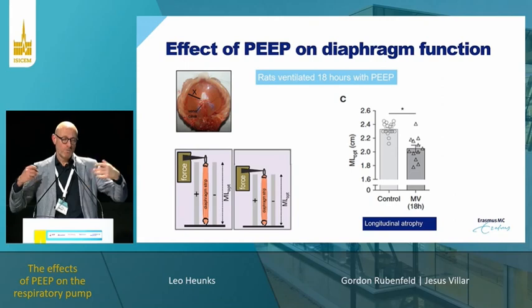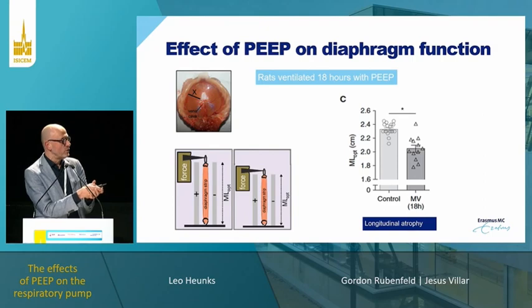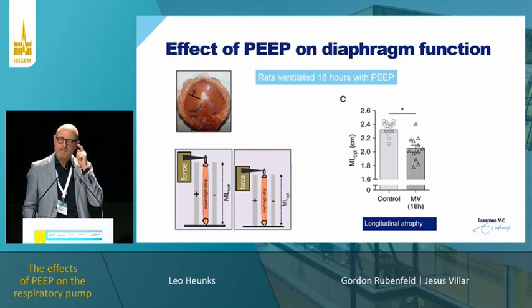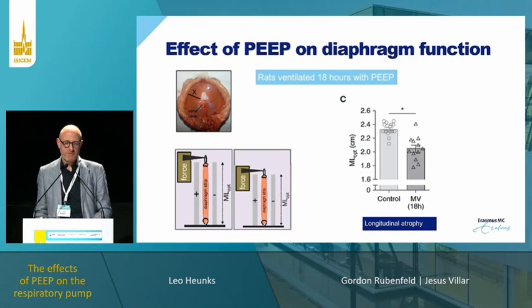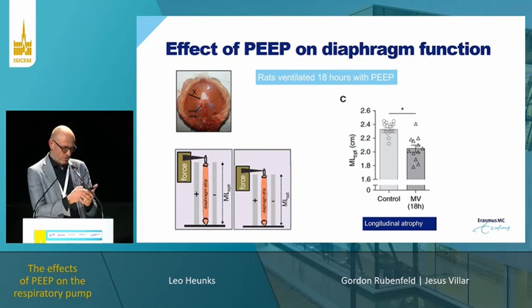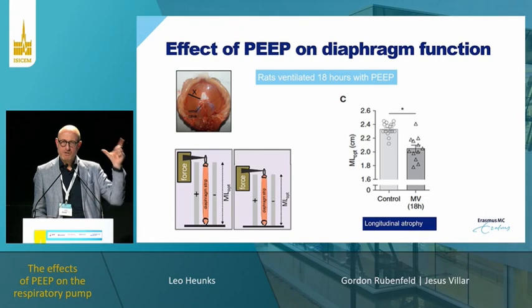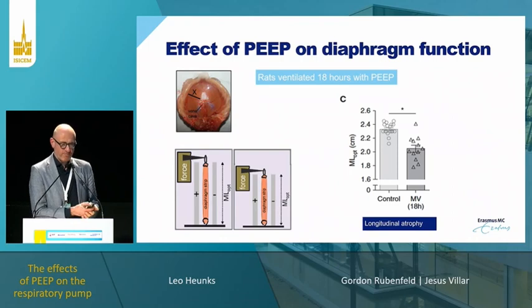Rats were ventilated with PEEP, and we measured certain things in diaphragm strips, so strips obtained from the whole diaphragm. And interestingly, what we found already, but in rats things are going quite fast, after 18 hours of mechanical ventilation, the optimal length for force generation of the diaphragm was reduced. So if in the control animals the optimal length of force generation was around 2.2 centimeters, for animals ventilated with PEEP it was around 2 centimeters. So the muscle has become shorter.